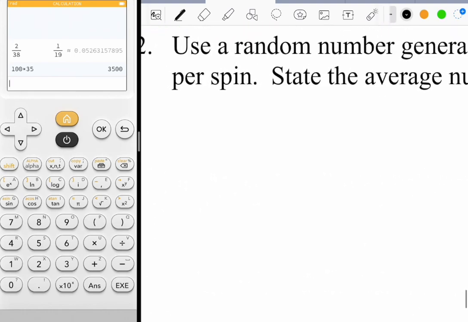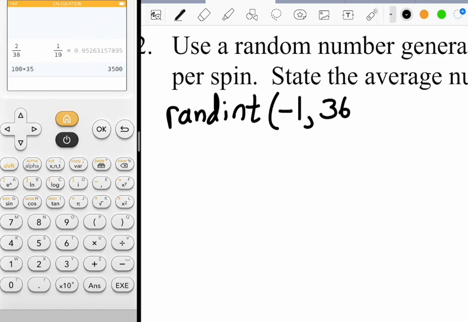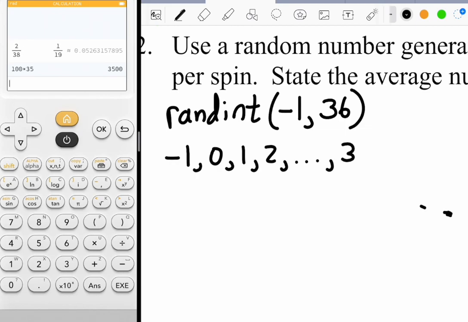All right. So the way I set it up is with a random integer. So randint. I'm going to say from -1 to 36. All right, those are our important values. The -1 is a weird one because on a number line, integers from -1 to 36 would be -1, 0, 1, 2, skip a few, 36. All right, what I'm doing here is I'm letting that -1 be my double zero.